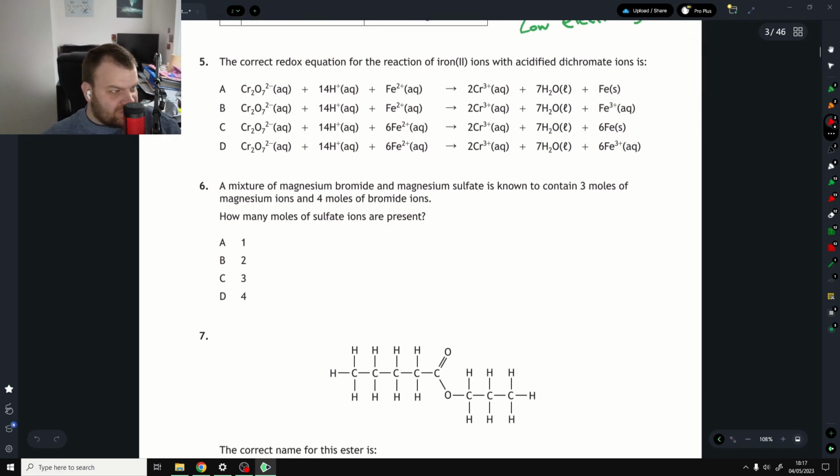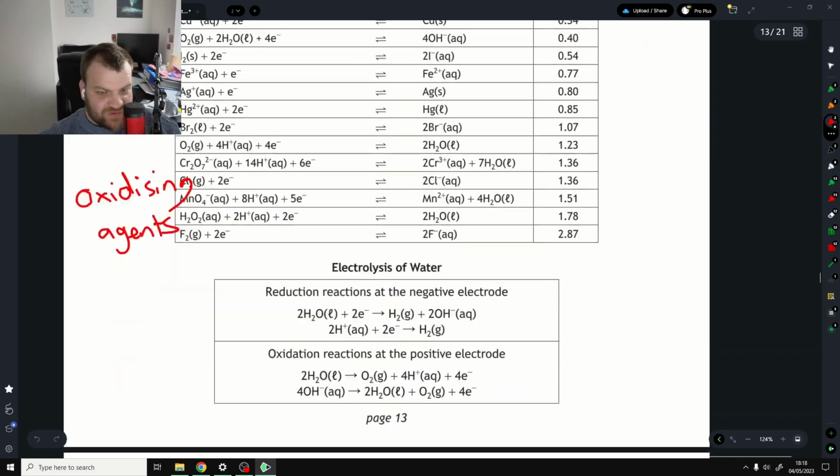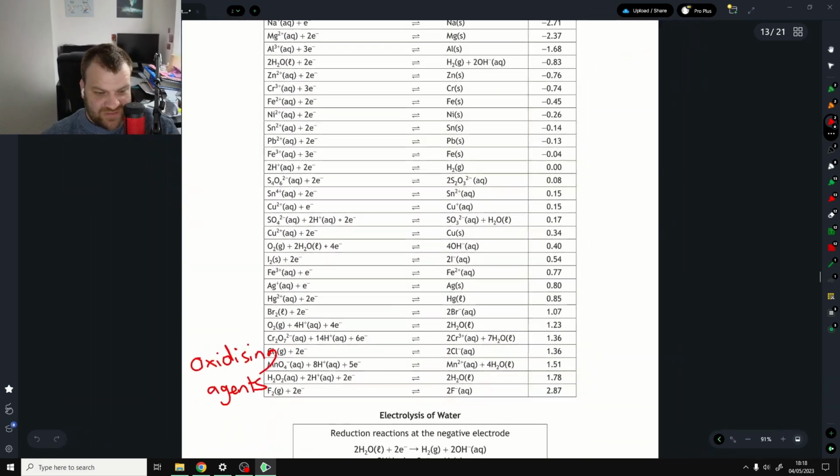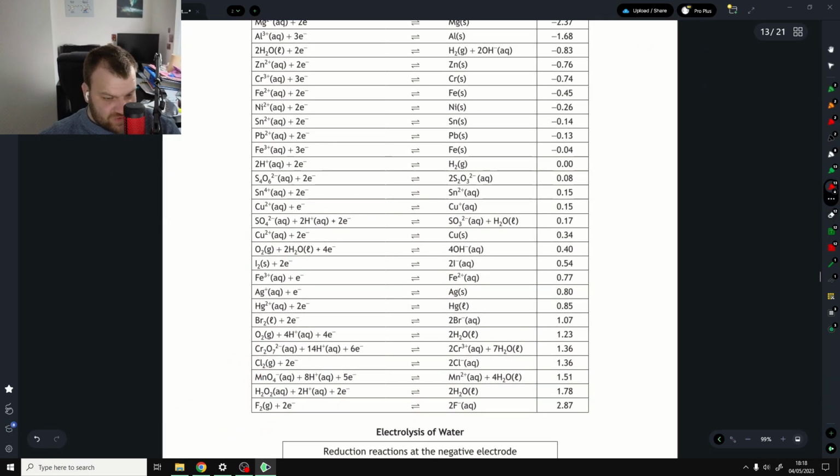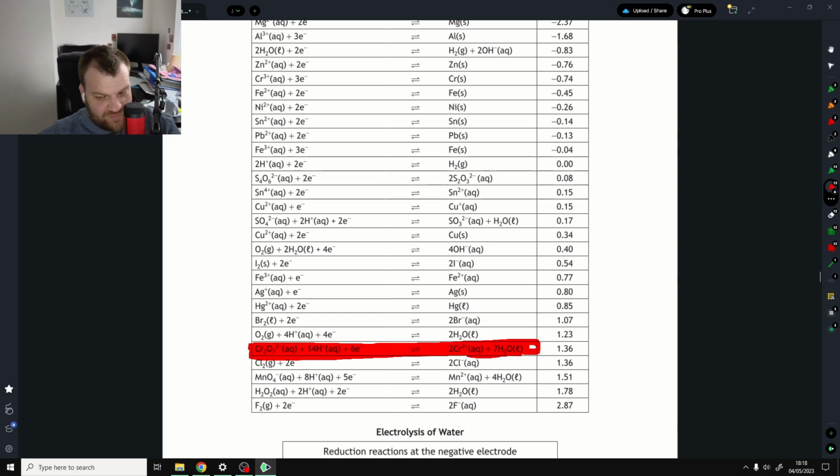Next one, we're asked about the correct redox equation for iron 2 with acidified dichromate. When we go to the data booklet, we'll shuffle down back to this page. When it comes to the chromium, there's only one option for our dichromate. That is this one here. The key to this question is that it has 6 electrons. For a redox equation to work, there also has to be 6 electrons in the other equation.